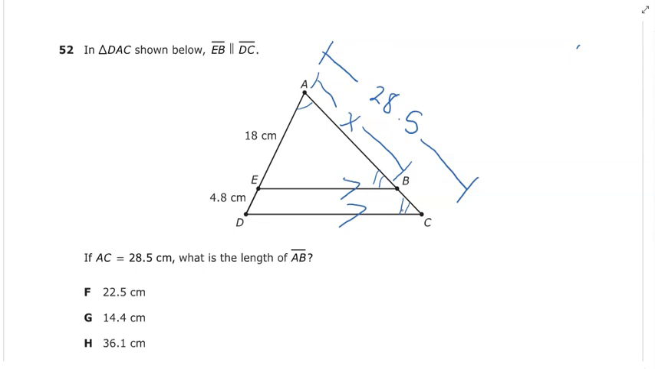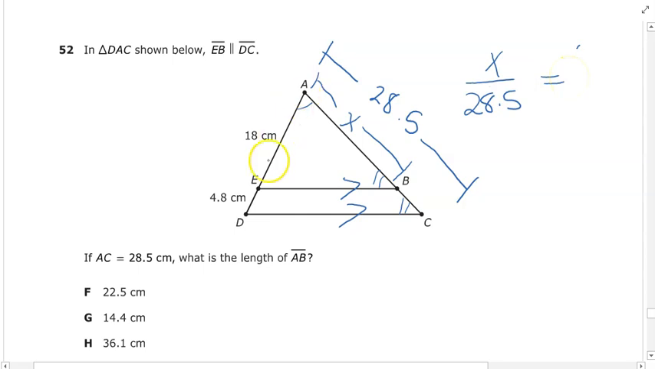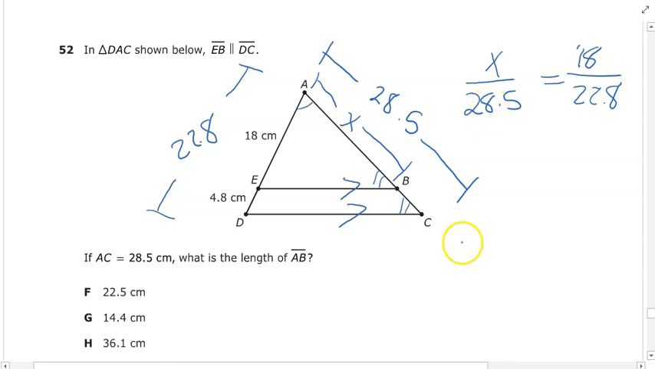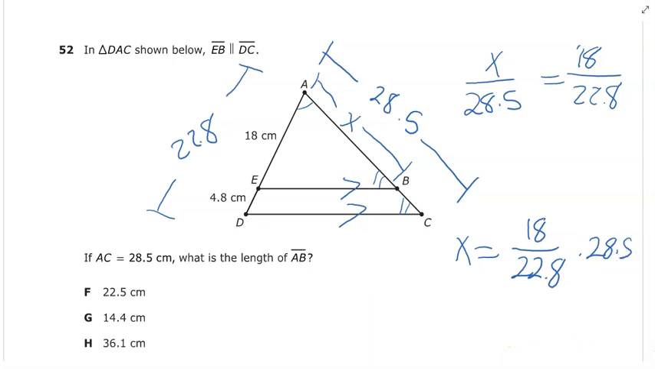So I know on the smaller triangle, x corresponds to 28.5. And on the other side over here, I know 18 is a side of the small triangle, and that corresponds to the entire big side, which I would need to add those two pieces together to get 18 plus 4.8 is 22.8. So then all I would need to do is multiply both sides by 28.5, and I get x equals 18 over 22.8 times 28.5. So plug that in the calculator and let's see what we get.